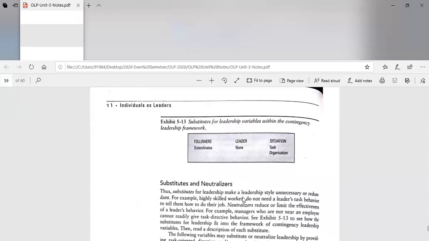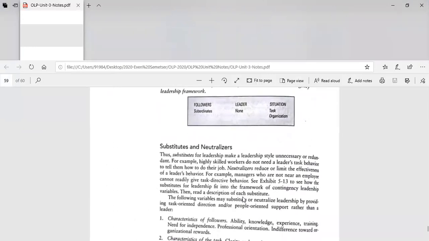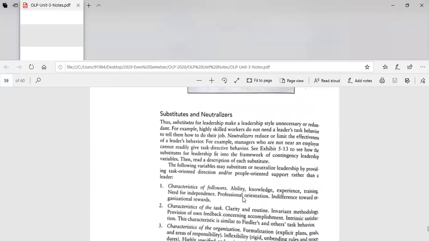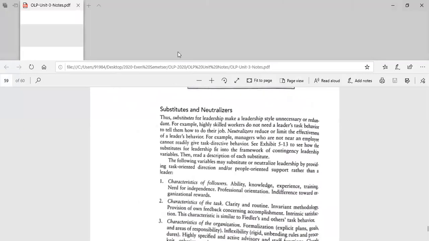So situation here, if you take, it is task and organization. Followers, it is subordinates. Leader, it is none. They have mentioned the style. So that is the substitutes and neutralizers. We have to see what it is. Substitutes for leadership make the leadership style unnecessary or redundant. So here leadership style is not having importance, but we have to see what the substitutes and neutralizers are. For example, highly skilled workers do not need the leader's task behavior to tell them how to do their job. If highly skilled workers are there, they don't want the leader to tell each and everything to them. So this is the style.